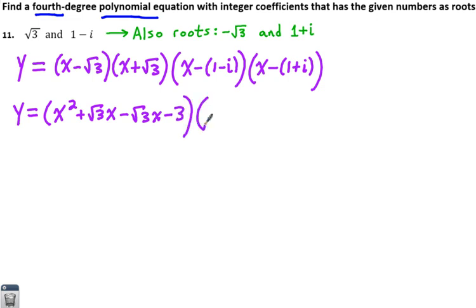Now over here, I'm just going to clean this up a little bit. Distribute that minus and get x minus 1 plus i. And then over here, x minus 1 minus i. Just to clean that up. So continuing to clean up, let me change colors.